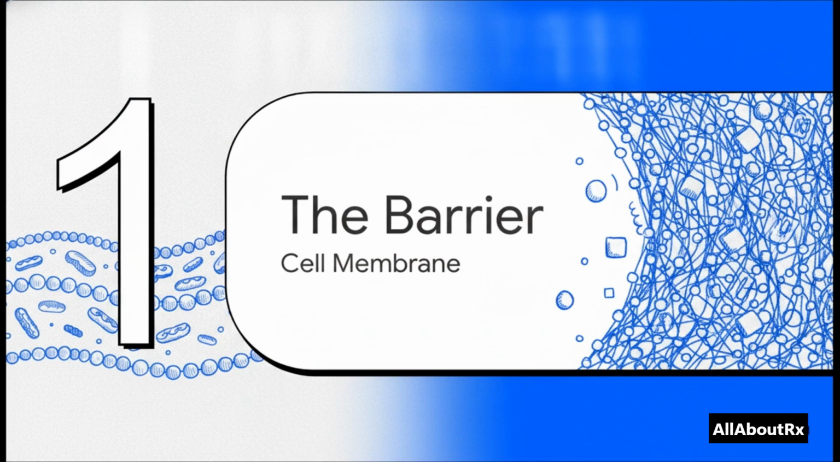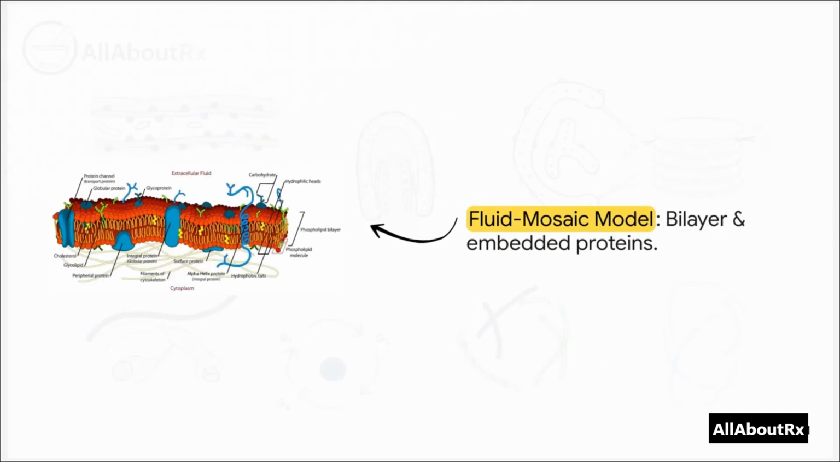Section 1, the barrier. This is the cell membrane. It's this incredibly thin protective sheath, literally just 7.5 to 10 nanometers thick, and it's the very first hurdle any drug has to successfully navigate. Okay, let's dive into this. The accepted structure we use is the Fluid-Mosaic model, which Singer and Nicholson proposed way back in 1972. The core of this is a lipid bilayer. Think of it kind of like a sandwich.